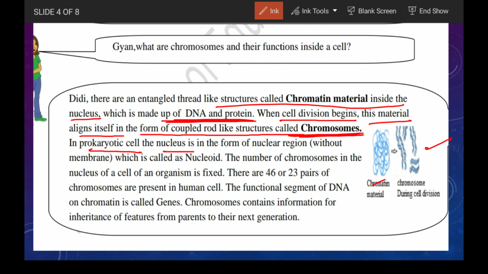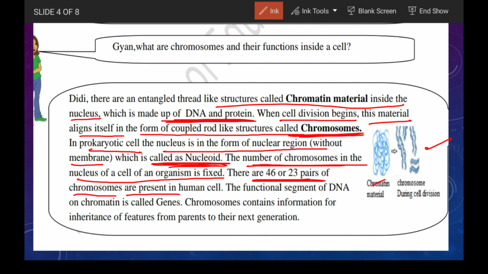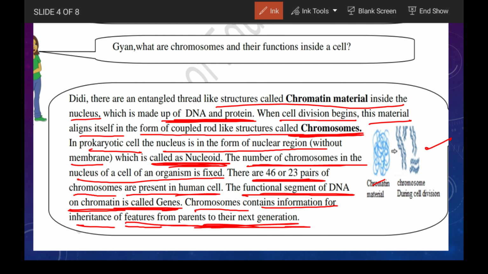In prokaryotic cells, the nuclear material is in the form of a nuclear region without a nuclear membrane, and it is called a nucleoid. The number of chromosomes in the nucleus is also fixed. There are 46, or 23 pairs, in the human cell. The functional segments of DNA on chromatin are called genes. Chromosomes contain information for the inheritance of features from parents to the next generation. Now, we will again draw the diagram of chromosomes here to make you understand more clearly.